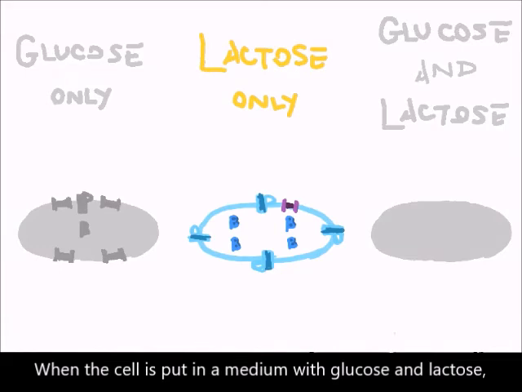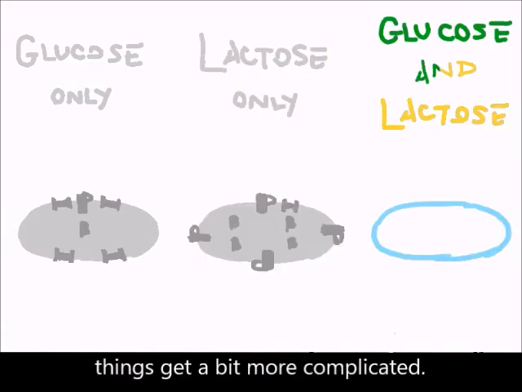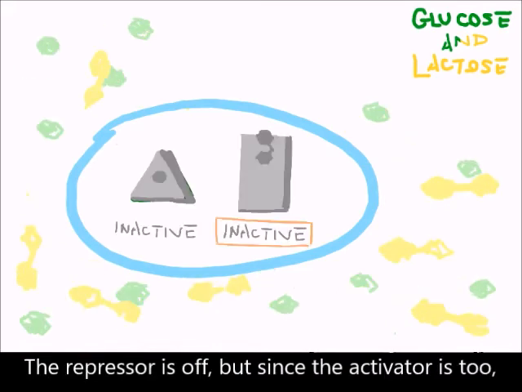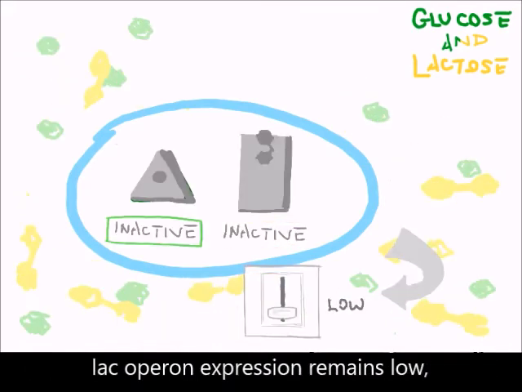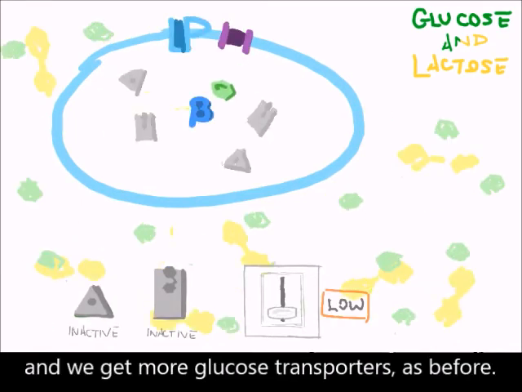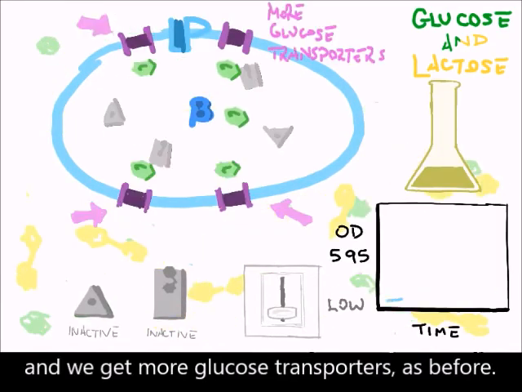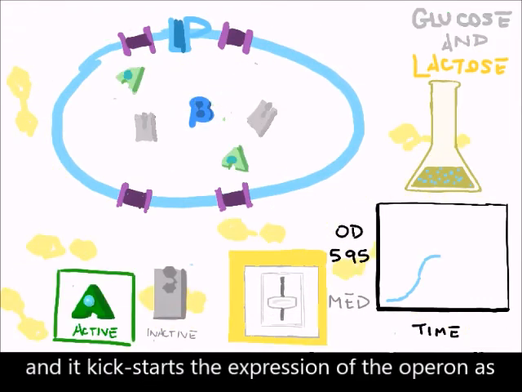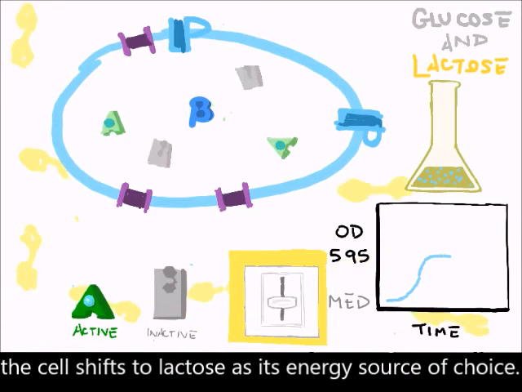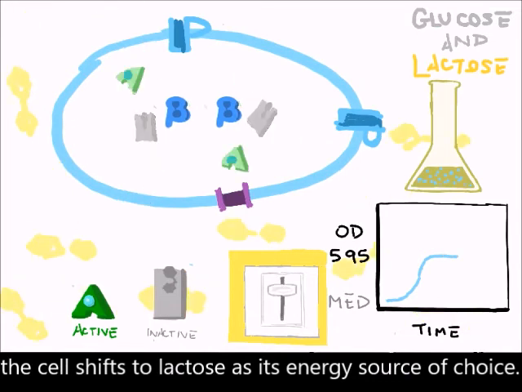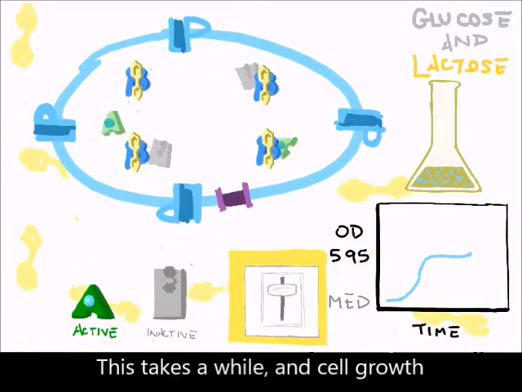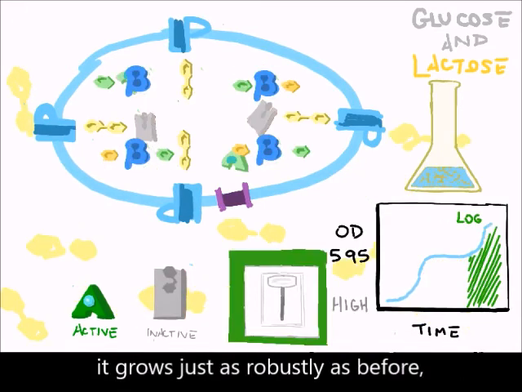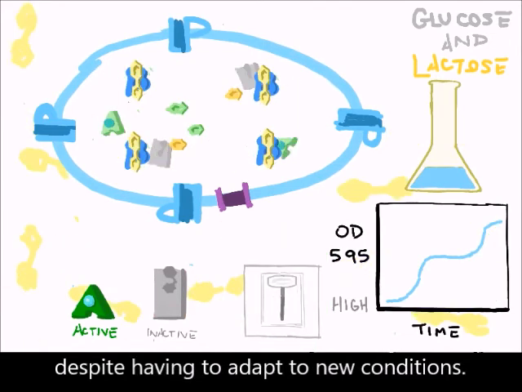When the cell is put in a medium with glucose and lactose, things get a bit more complicated. The repressor is off, but since the activator is too, Lac Operon expression remains low, and we get more glucose transporters as before. But once glucose runs out, CAP is activated, and it kickstarts the expression of the operon as the cell shifts to lactose as its energy source of choice. This takes a while, and cell growth is arrested in the meantime, but eventually it grows just as robustly as before, despite having to adapt to new conditions.